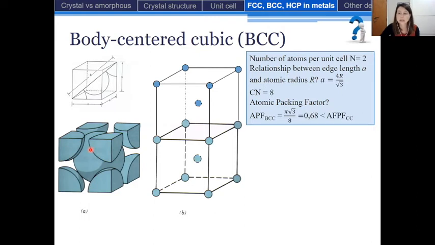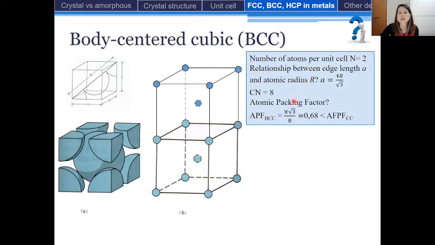So basically, since this structure is more simple than the FCC structure, you can do the calculation, and you will find that the number of atoms per unit cell is equal to 2, because we have 8 atoms placed at the corner divided by 8 unit cells, and you have 1 full atom at the center of the unit cell. So basically 2 atoms per unit cell.